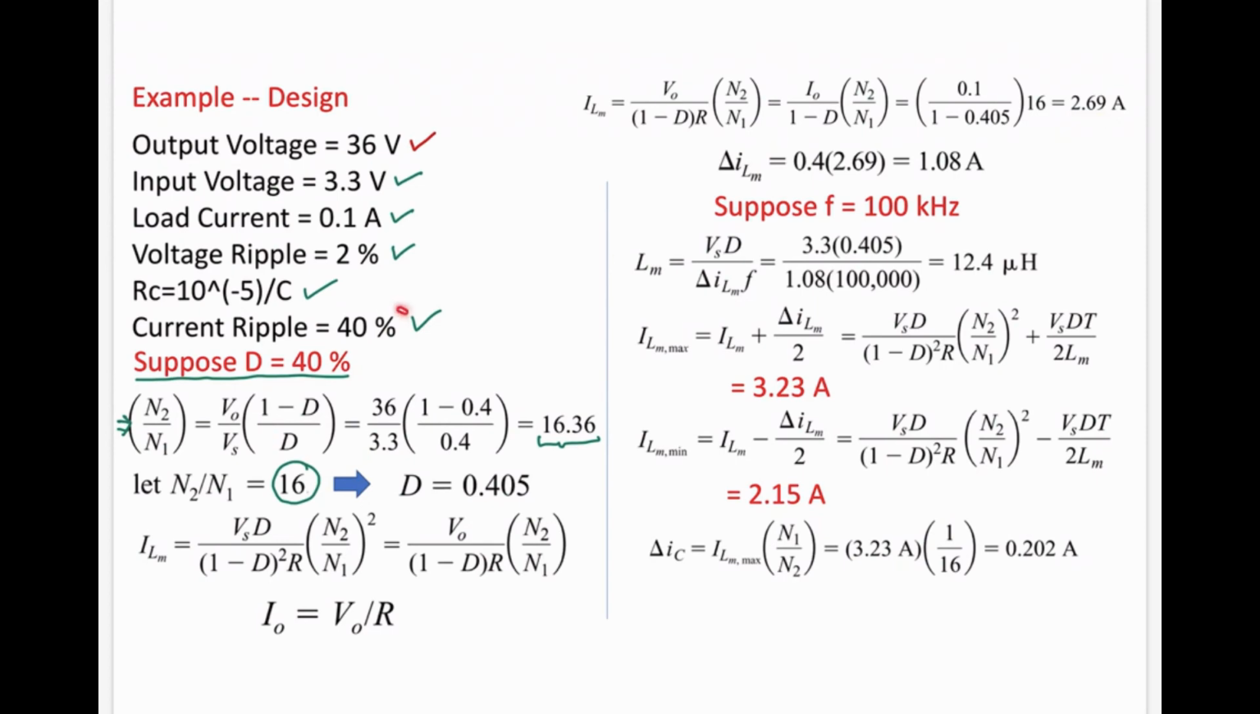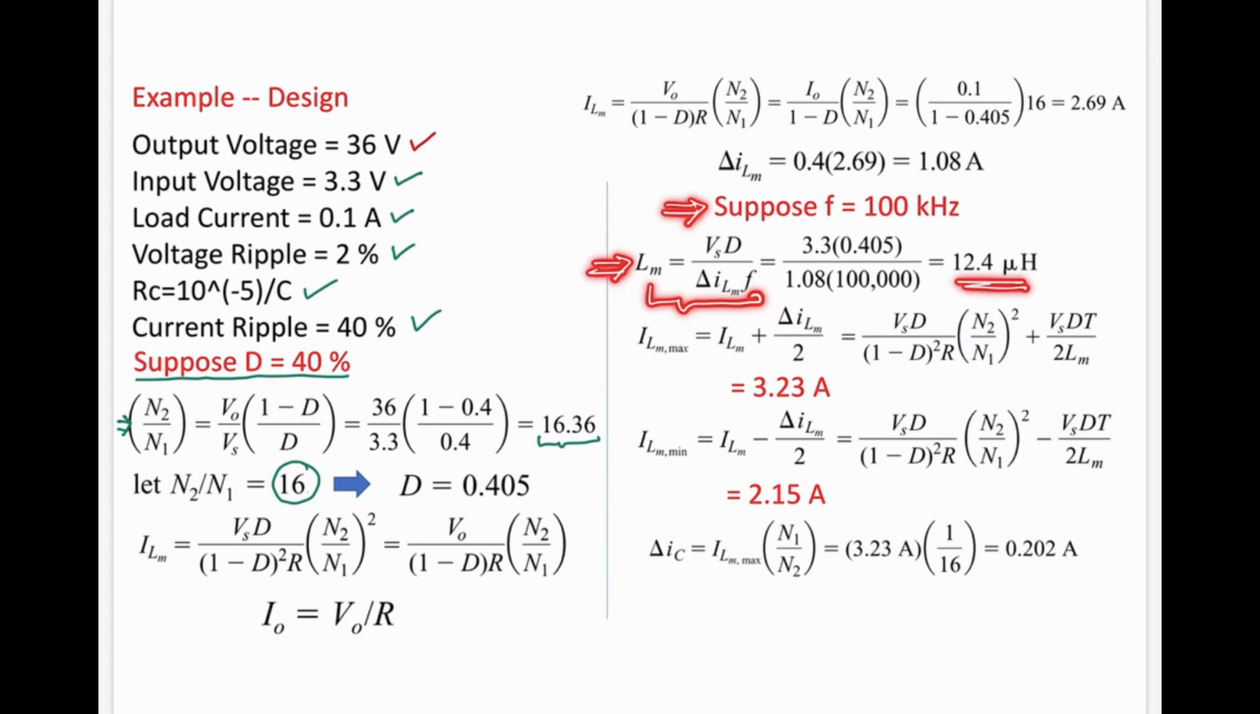And the current ripple that is allowed is 40%. So from here I can see 0.4 multiplied by the average value. So the current ripple allowed is 1.08 ampere, delta ILM, the change of current through the magnetization branch. Now let's suppose the switching frequency is equal to 100 kilohertz, and for that we calculate the required value of the inductance using the expression derived earlier. Plugging in the values, this comes out to be 12.4 microhenry.